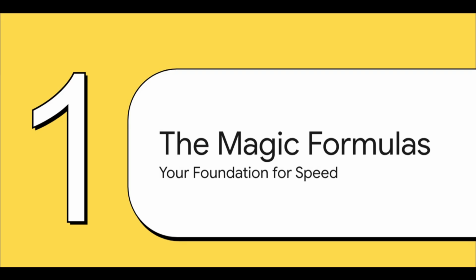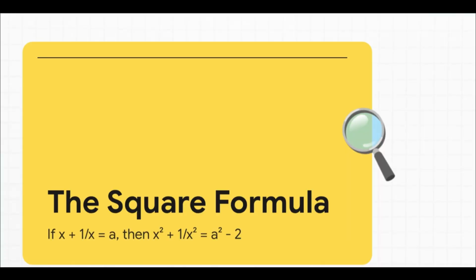So let's get right to it. At the heart of this whole strategy, there are 3 basic formulas you just need to commit to memory. Think of these as the keys to the kingdom of speed, that is. First up, the square formula. This is your bread and butter. If you know what x plus 1 over x is, then finding the square is so easy, you just square that value and subtract 2. This a squared minus 2 rule is the most important one we're going to use. And no, it's not actually magic, it just comes from expanding binomials, but who has time for that in an exam? All you need to remember is a squared minus 2.